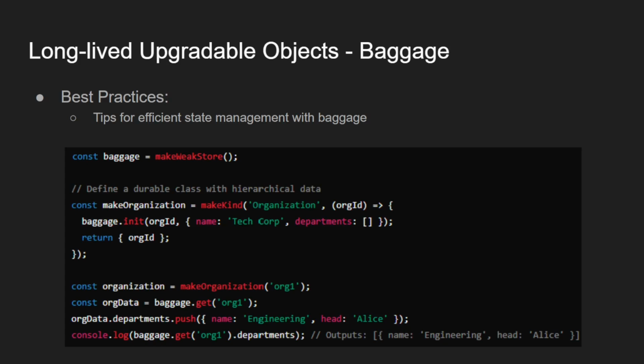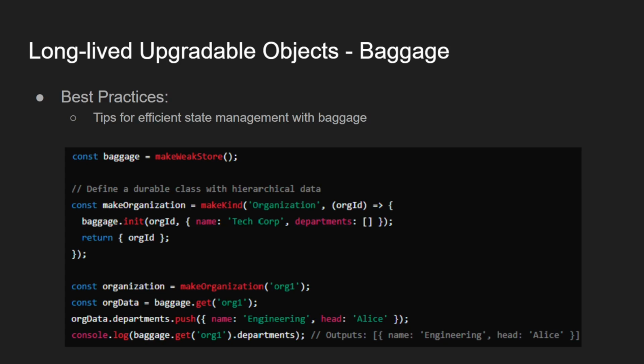To make the most out of baggage, consider these best practices. Be sure to initialize state properly. Ensure that your state is initialized when you create an Exo. This avoids inconsistencies and ensures a smooth upgrade process. Be sure to keep state minimal. Store only essential data in baggage to maintain efficiency and performance.